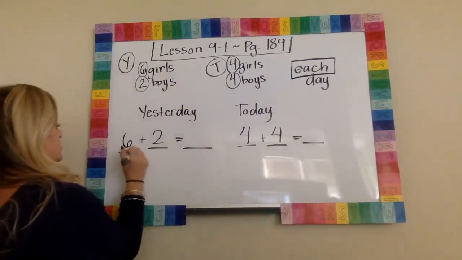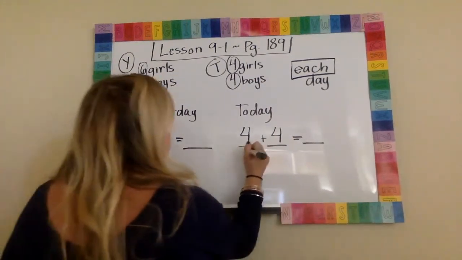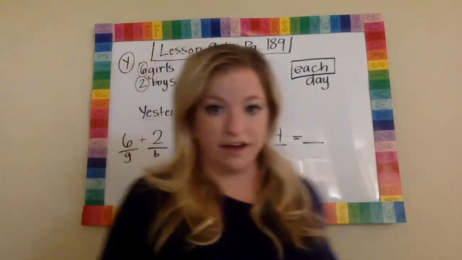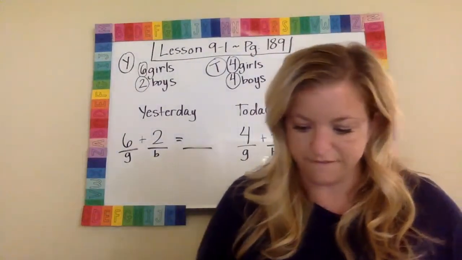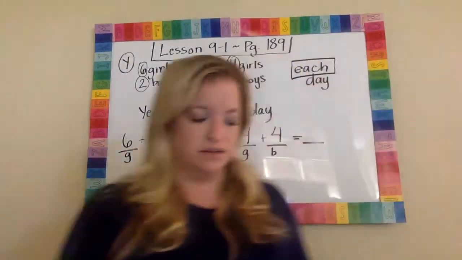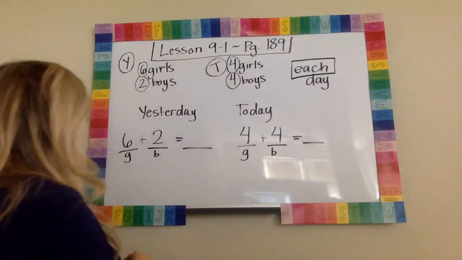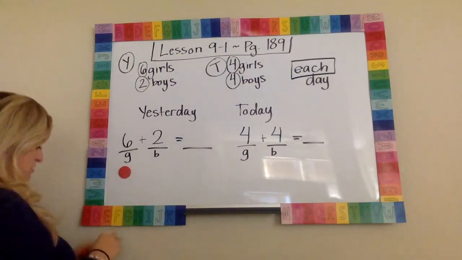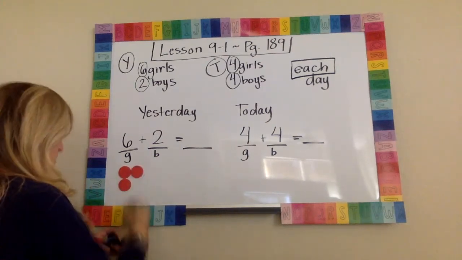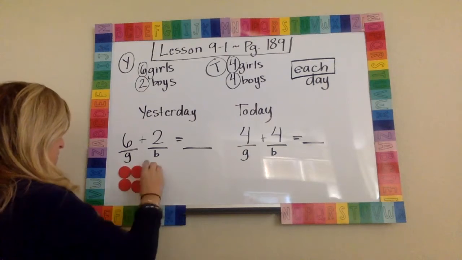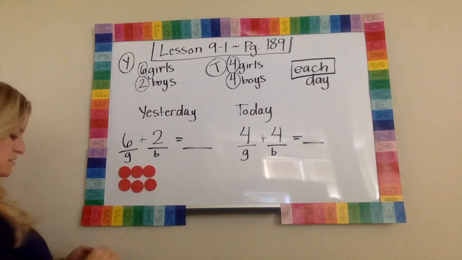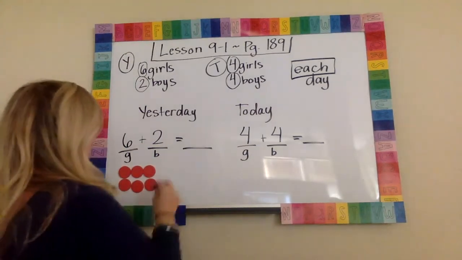So I could say this is a G for girls, this is a B for boys, G for girls, B for boys. Okay? I don't have those Mifix cubes, but I do have these. So I'll be using these. And, excuse me, I'll make red for the girls. So I'll do 1, 2, 3, 4, 5, and 6. 6 girls. 2, 4, 6. And then I have 2 boys.